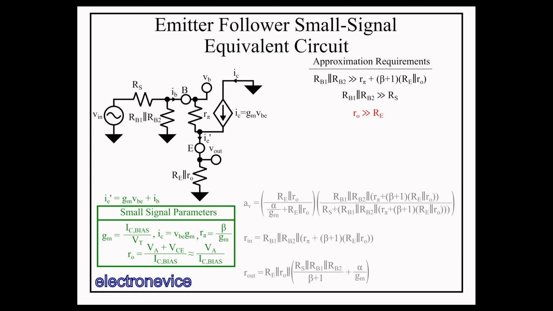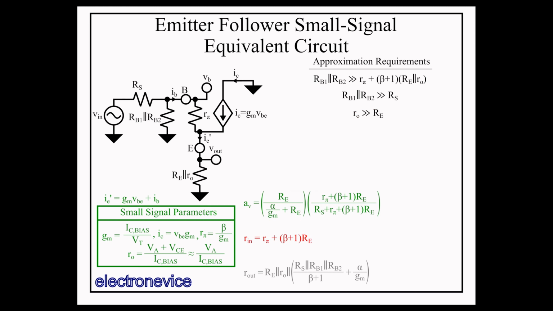Applying these approximations to the gain equation, we can eliminate RO and the biasing resistors from all the parts of the gain equation, resulting in this expression. The input resistance reduces to just the third parallel term, with RO removed. Then the output resistance reduces to a portion of the third term in parallel with RE. Now that these equations are a bit easier to deal with, let's take a closer look.